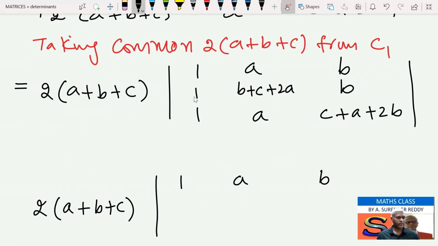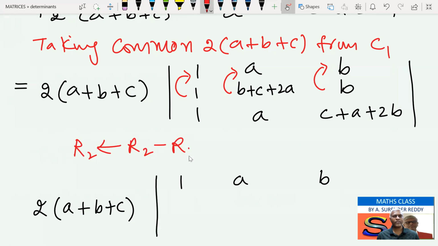So R2, I am changing R2 as R2 minus R1. R2 minus R1: 1 minus 1 is 0. Then B plus C plus 2A minus A, 2A minus A is A, so this becomes A plus B plus C. B minus B becomes 0.